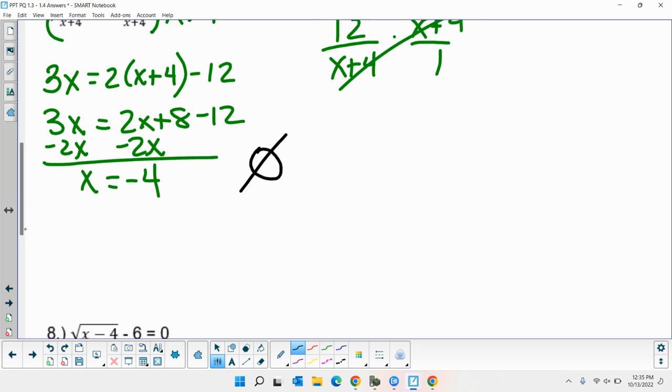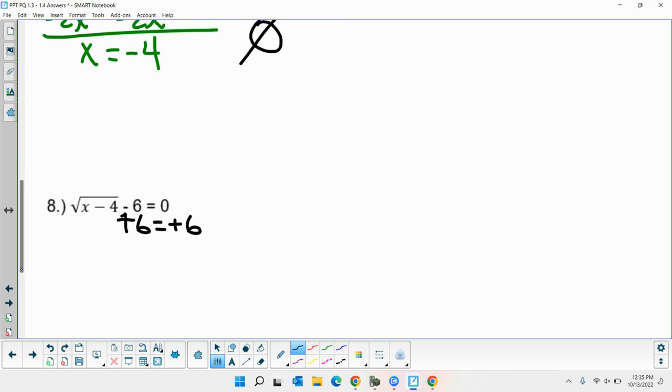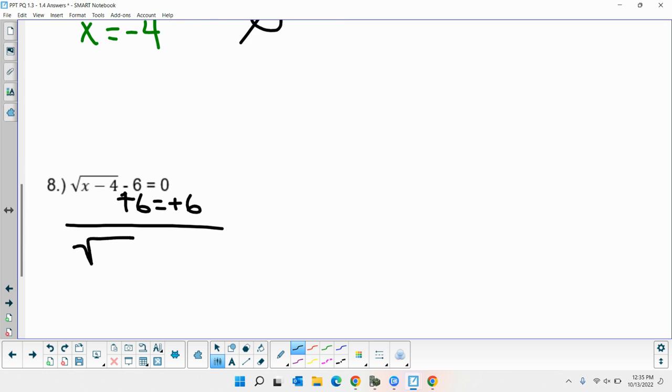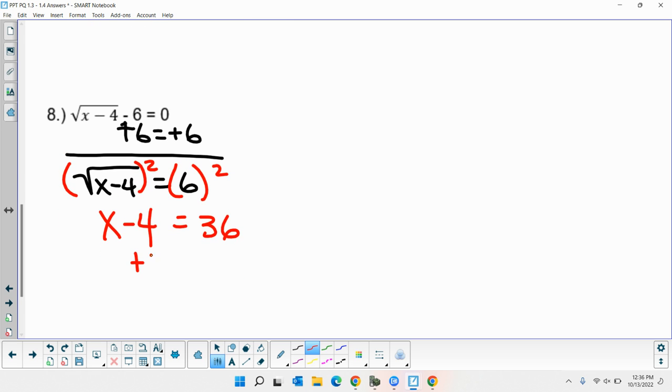All right, number 8. Got to add 6 first. Got to get the radical part isolated, like our warm-up problem. How to get rid of the radical? Square both sides. 6 squared is 36. X minus 4. The square root of x minus 4 squared is x minus 4. Add 4. And you get 40.